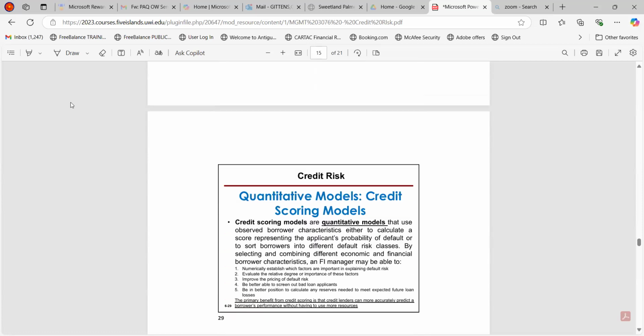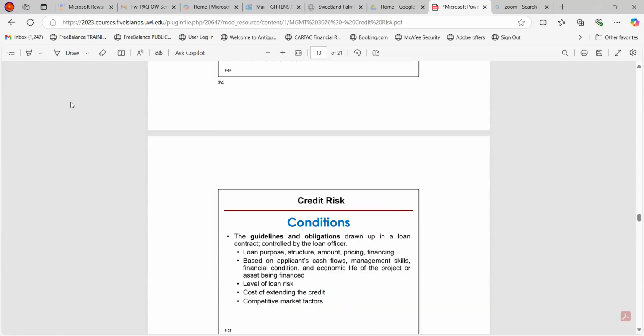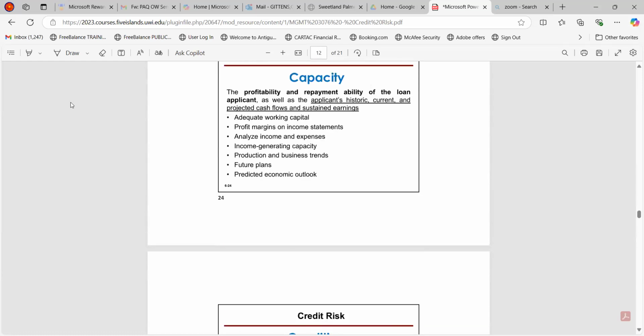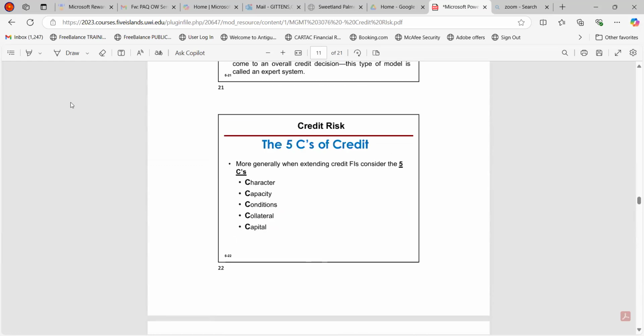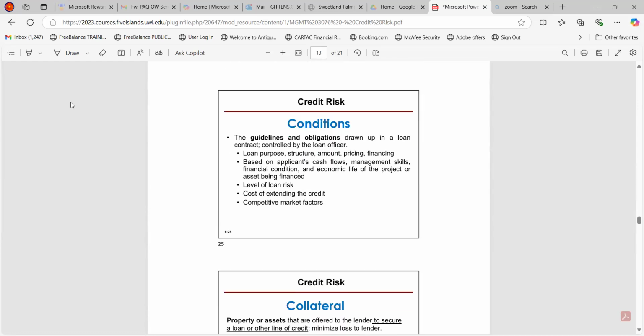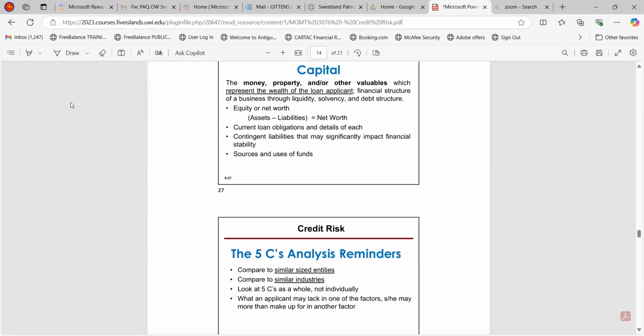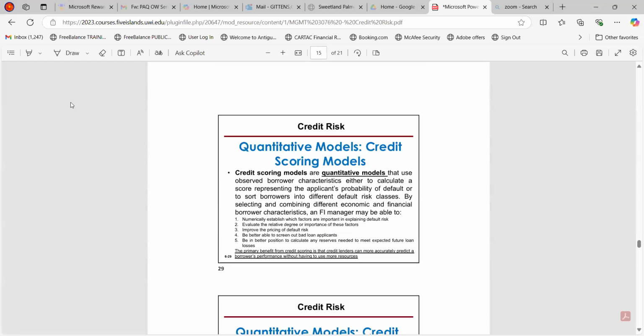So those were the qualitative models, where you focus on the 5 C's of credit. If we just go back very quickly, what are the 5 C's of credit? Character, capacity, conditions, collateral, capital. Those are the base of the qualitative models. Remember, you don't use them in isolation or individually. You use them together.